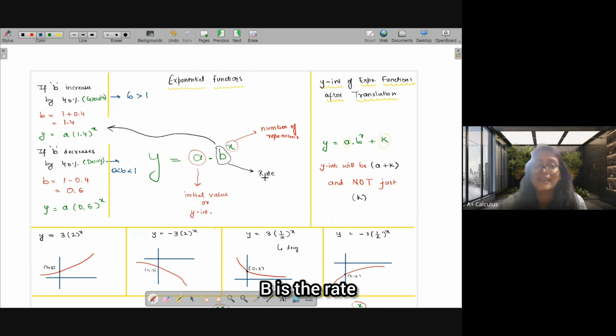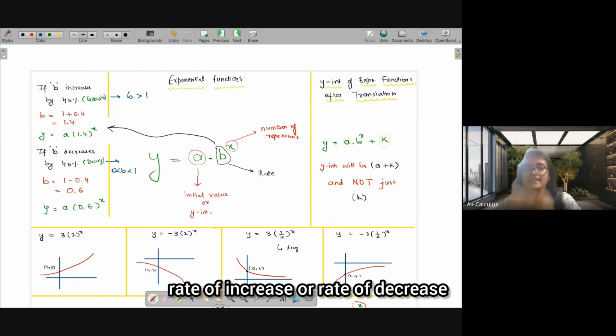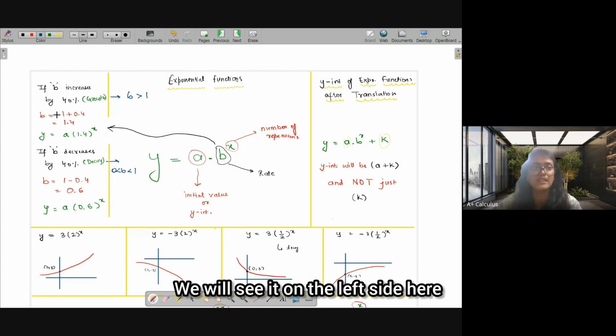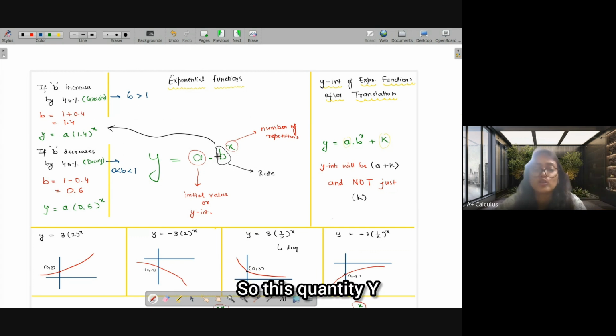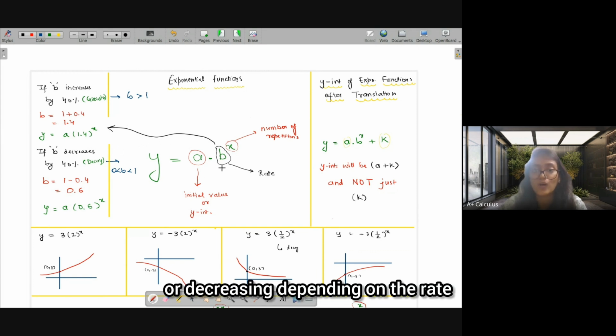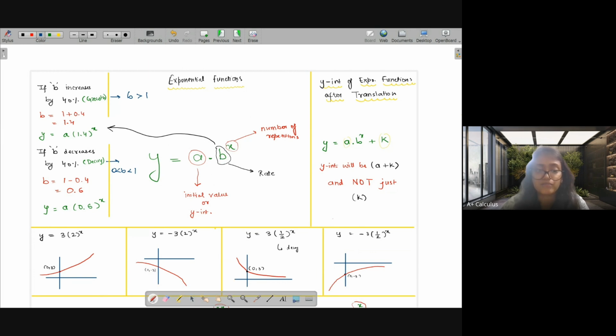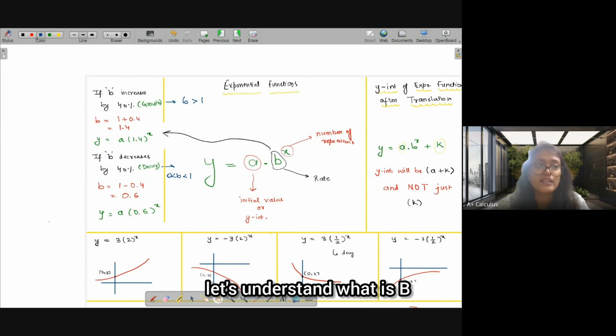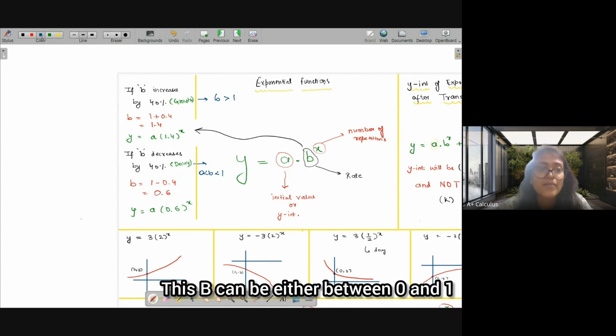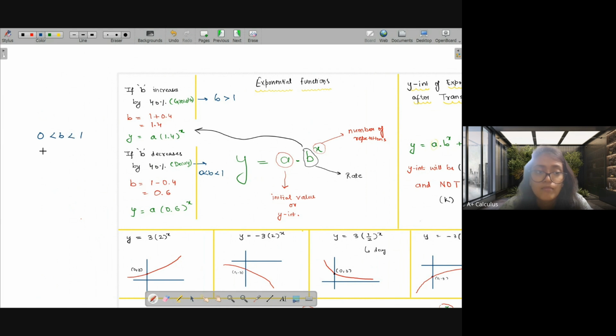b is the rate of increase or rate of decrease. We will see it on the left side here. So this quantity y could be increasing or decreasing depending on the rate. x is the number of repetitions, how many times this process is occurring. So first of all, let's understand what b is. This b can be either between 0 and 1, or it could be greater than 1.